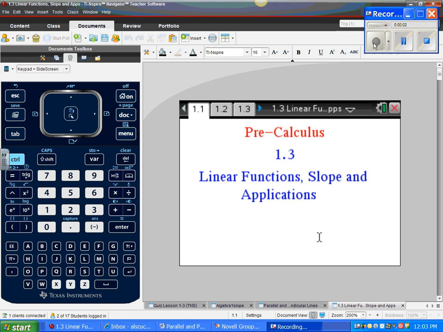Okay, so this is day 13 for Mrs. Cucci's College Now Precalculus class. You should be on calculator file 1.3, linear functions, slope, and applications.